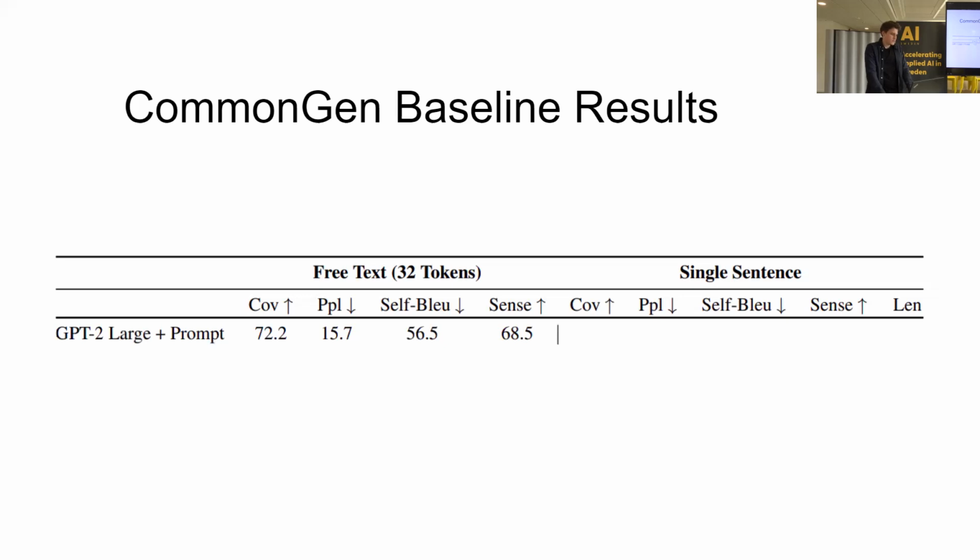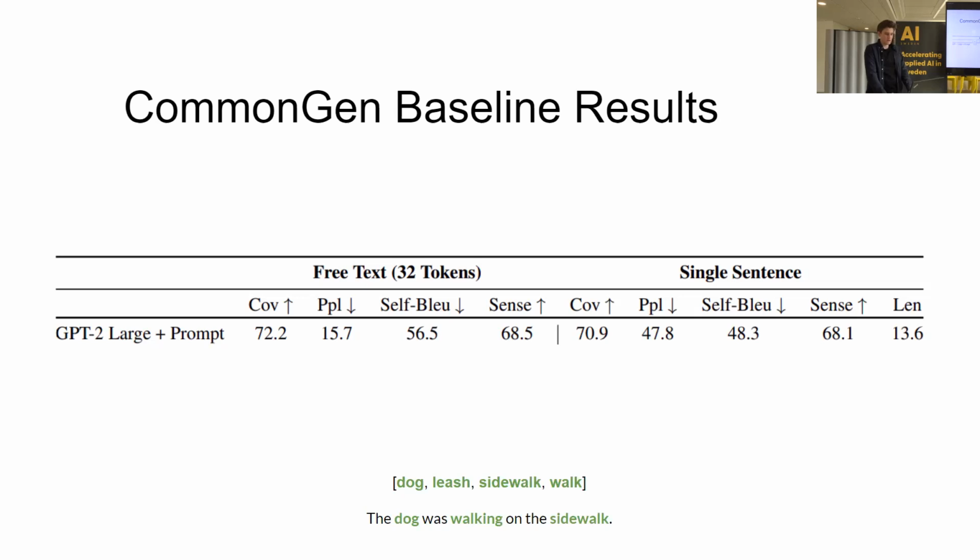Starting with GPT-2 large prompting, we see a coverage of 72%, a perplexity of around 16, self-BLEU 56, common sense 68. Comparing this to single sentence, GPT-2 large prompting, we see a slightly lower coverage and a much higher perplexity. And this makes sense because the model has fewer words to fit these target words into, and also a shorter sentence typically has a lot higher perplexity.